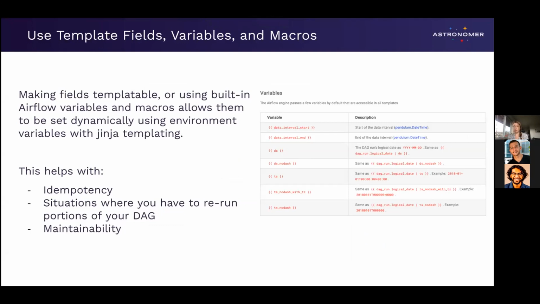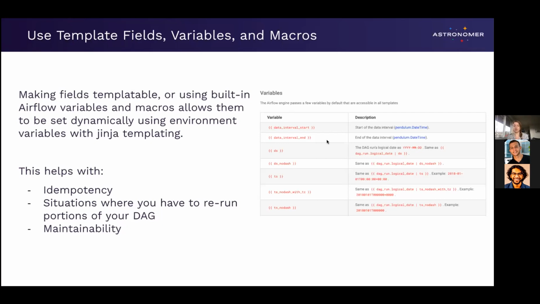The first concept in this section, which is going to support that best practice of idempotency that we talked about, is templating. Airflow supports Jinja templating and using templated fields, variables, and macros. This is going to help keep your DAGs idempotent, make them easier to maintain, and again, easier to recover from any failures. A great benefit of Airflow is that many commonly used variables are already built in.